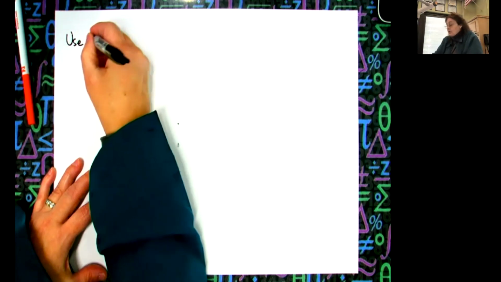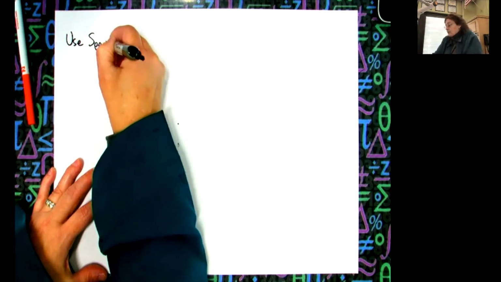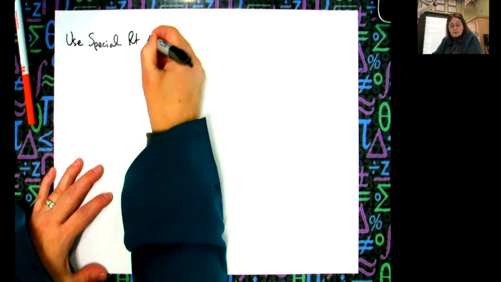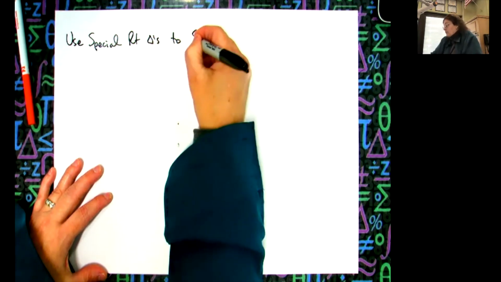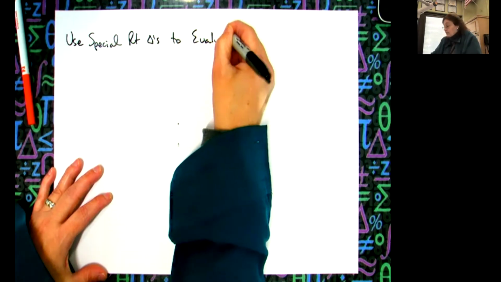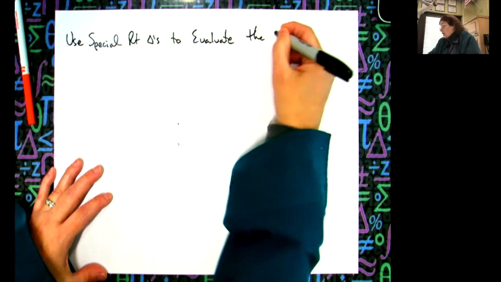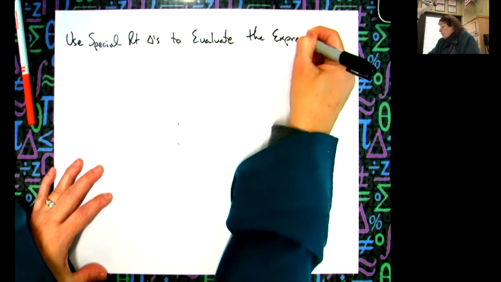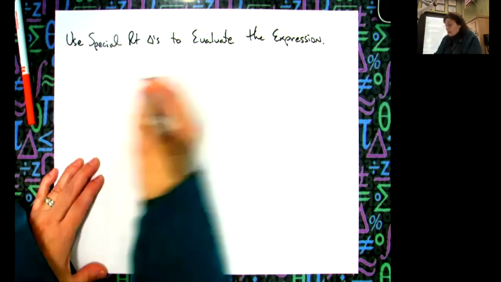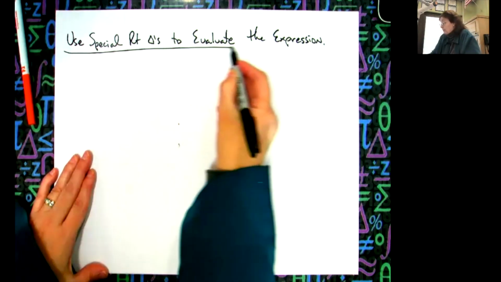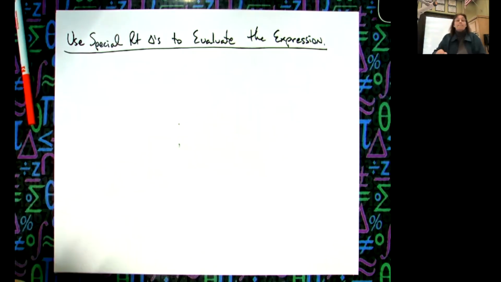Let's label this: use special right triangles to evaluate the expression. I'm pretty sure in MathXL they actually word it just like this. They're wanting you to do this a certain way.